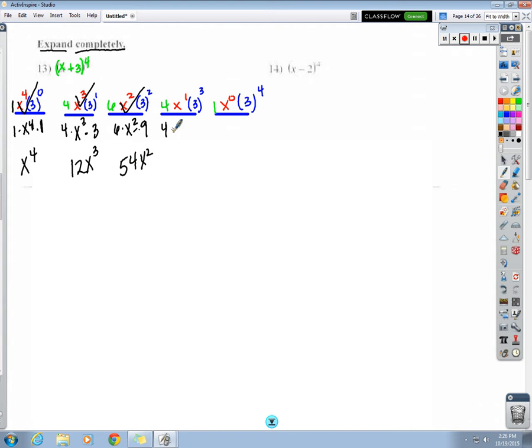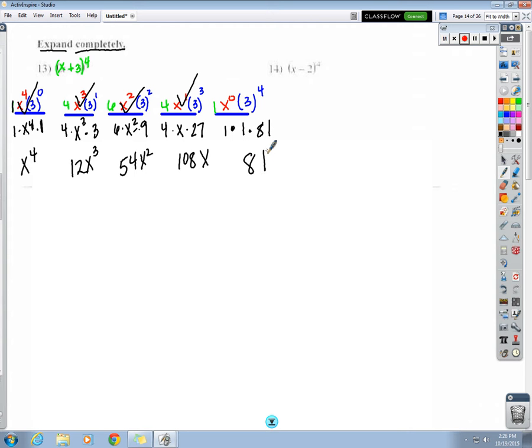Now the fourth term. We have 4 times x times 27. And what does that become? 108x. And then for the last one, I have a 1 times, what's x to the 0 power? Times 81.